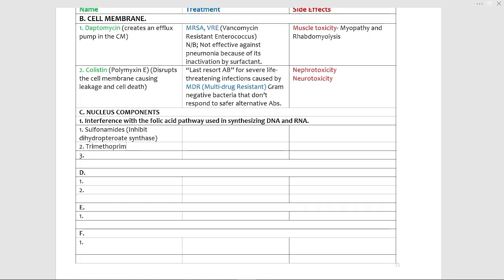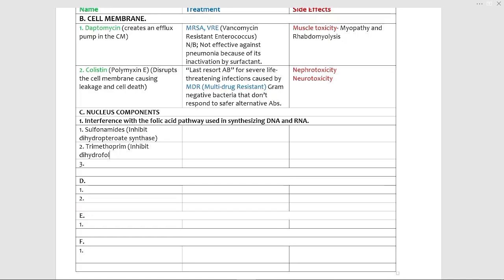Trimethoprim. I think that is easy to understand. Now this one here, they inhibit the second step. They inhibit the enzyme involved in the second step, and this enzyme is called dihydrofolate reductase. And lastly, to make it easier to understand, we always use a fixed dose combination called cotrimoxazole.